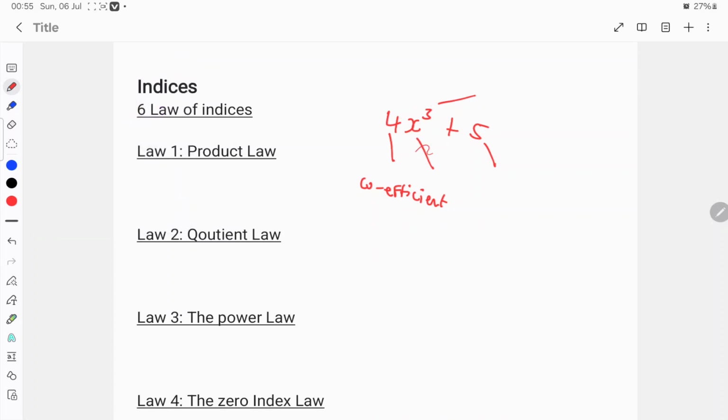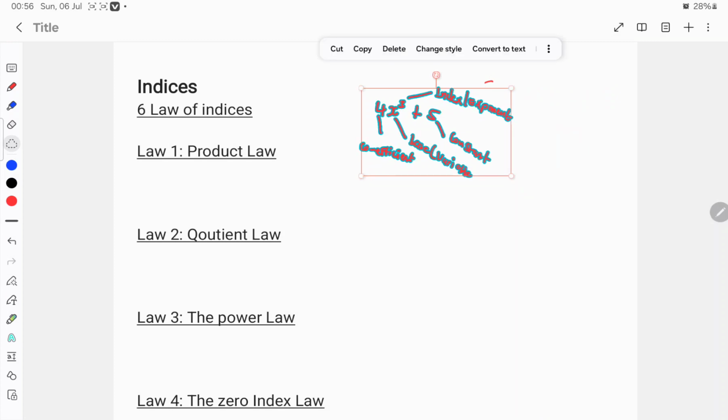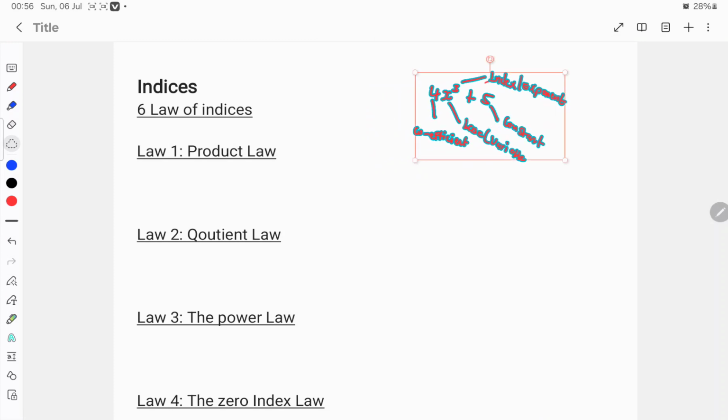Okay, and then we have the x is the base, which in this case is the variable as well. The 5, a number alone, is called a constant. And then the 3 is the index, or an exponent. So now if you have this expression, you must be able to label that for the language, for us to understand that language.